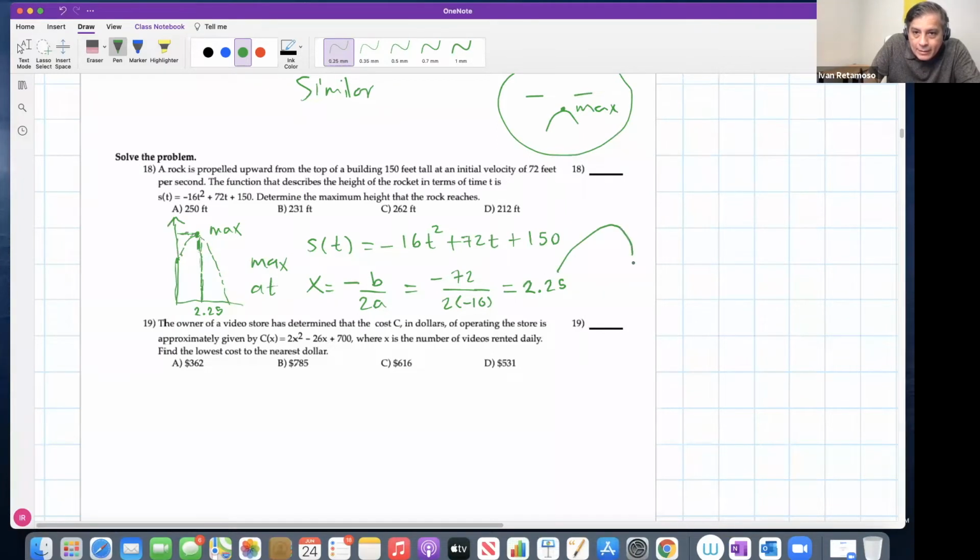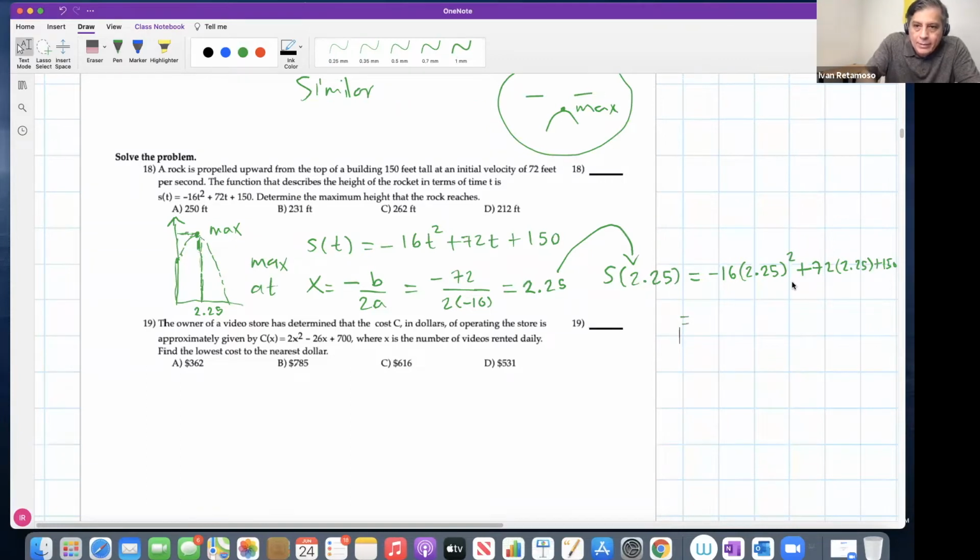Again, remember the technique, evaluate this into your function. Your function is now this s of t, right? So plug 2.25 seconds into your function. And as a result, you will get this, right? Negative 16 multiplied by 2.25 squared plus 72 times 2.25 plus 150.